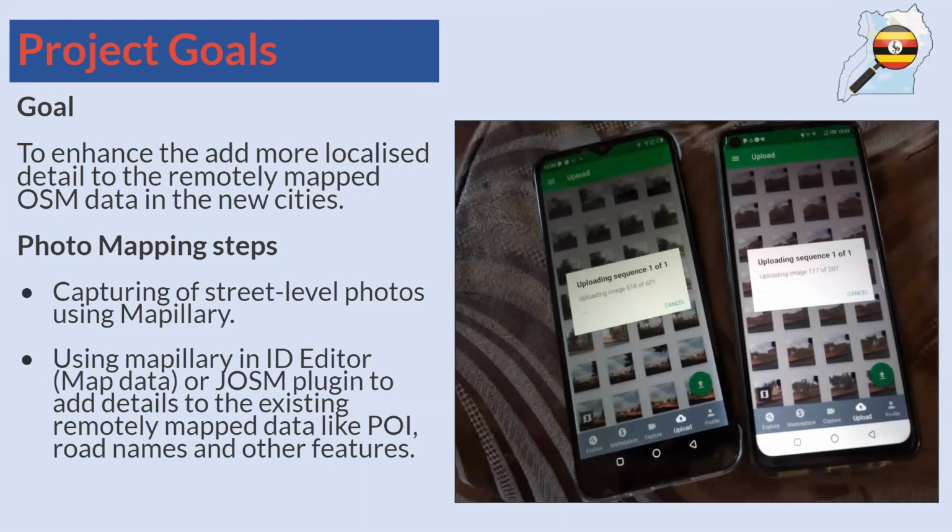And with this, we are working to add details for these existing points, and also to add new points that have not been existing on the map, like the roads and other features that have not been on the map. So we are going to use these street level captured photos to add the details that we want on OpenStreetMap. Next slide.